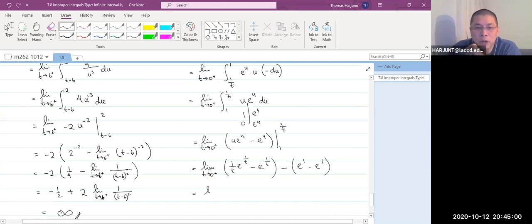So we actually now have the limit as t goes to 0 positive of e to the 1 over t, and then 1 over t minus 1. Now, you know what? I don't want to do that. I prefer to do it this way.